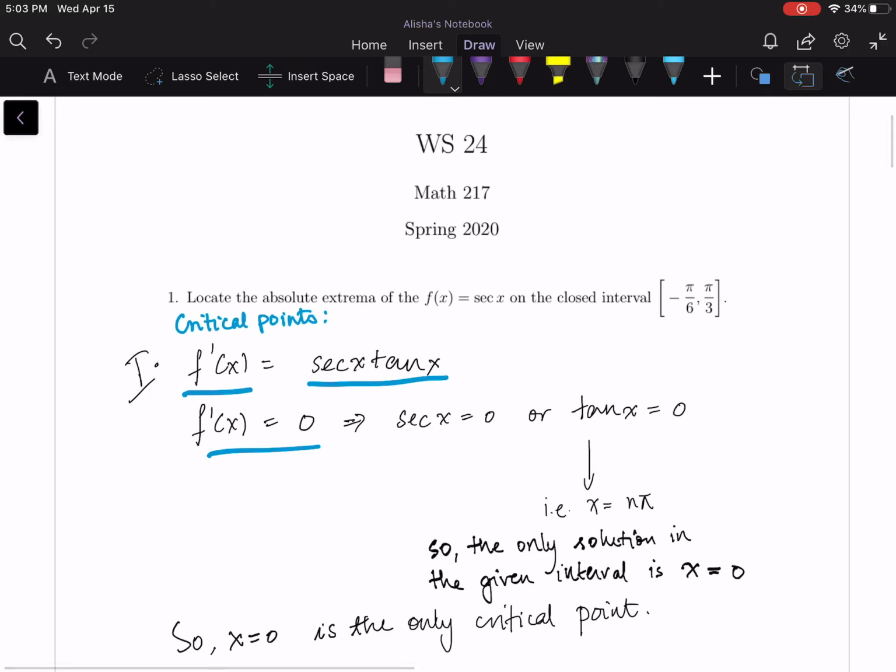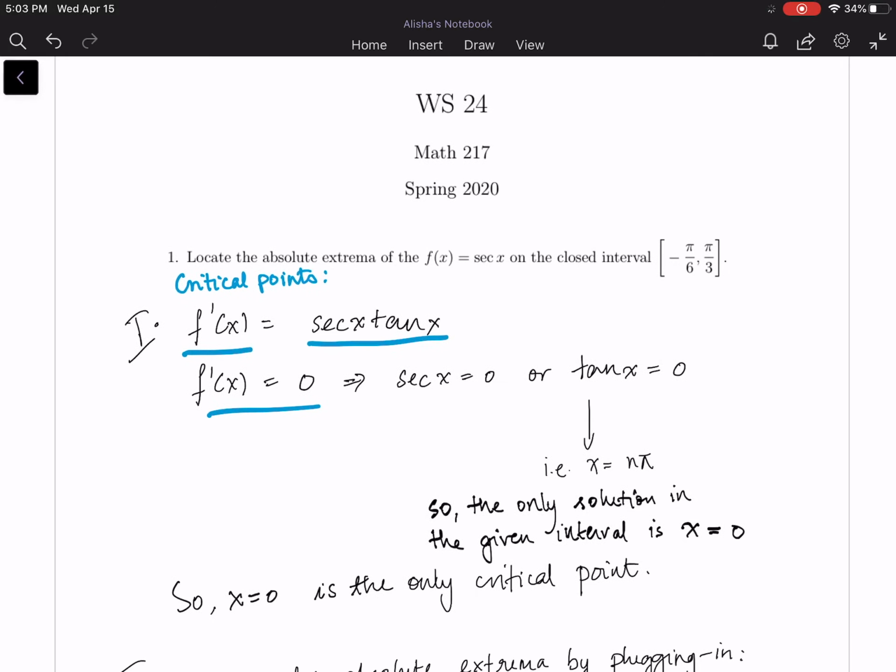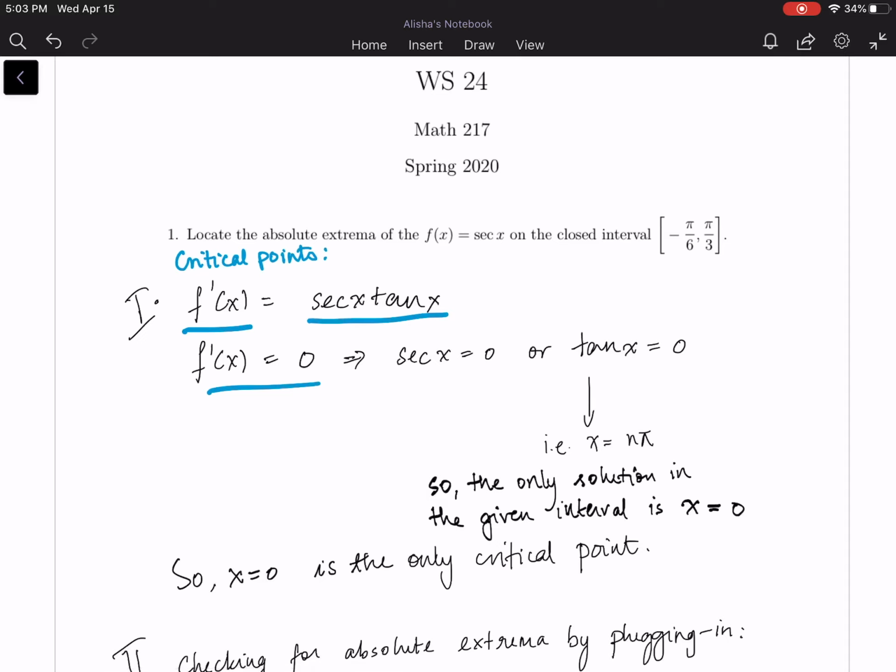So if secant x tan x is equal to 0, that means either secant x is equal to 0 or tan x is equal to 0. If you recall what the graph of secant x is like, or if you just look it up, secant x never equals 0. So the only option is for tan x to be equal to 0.